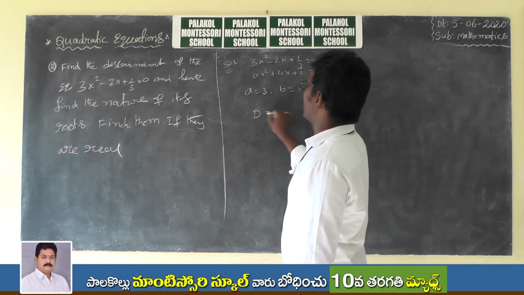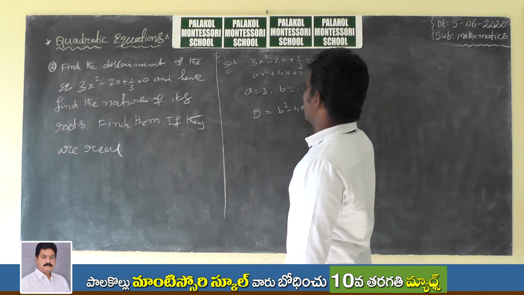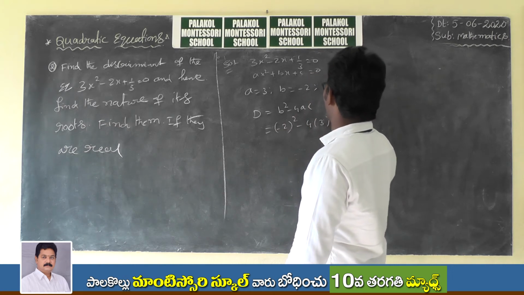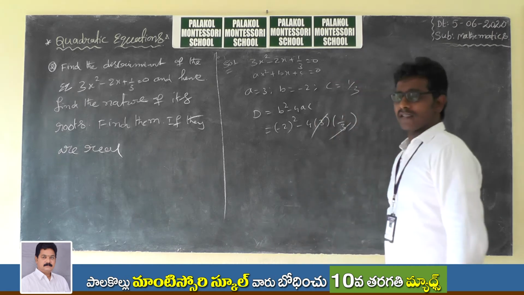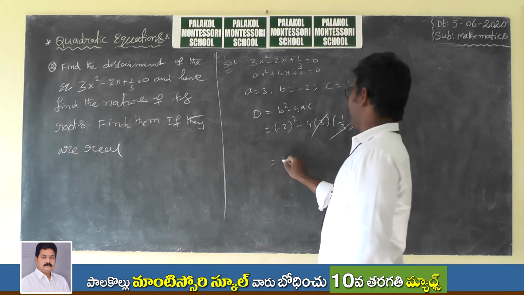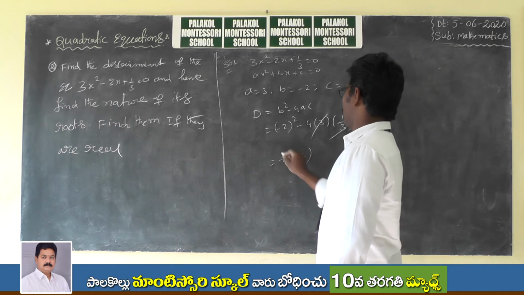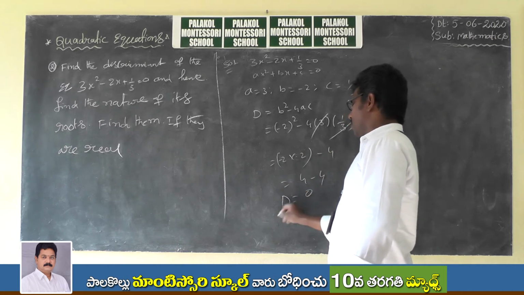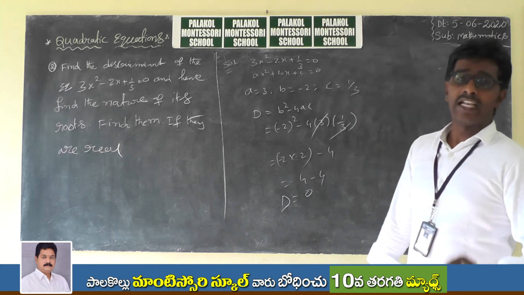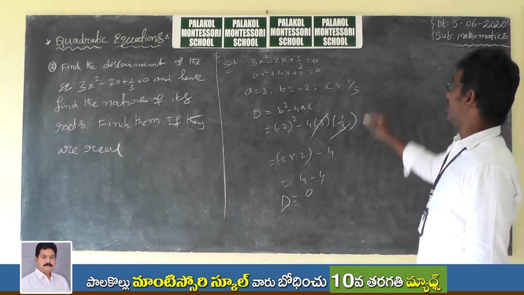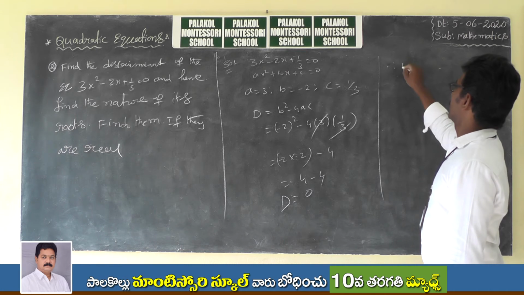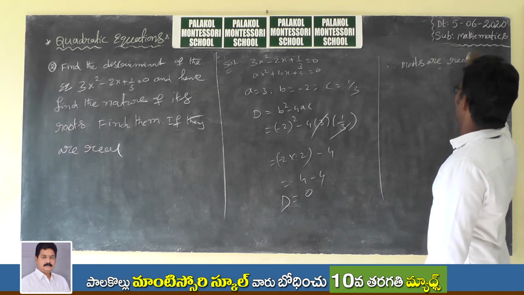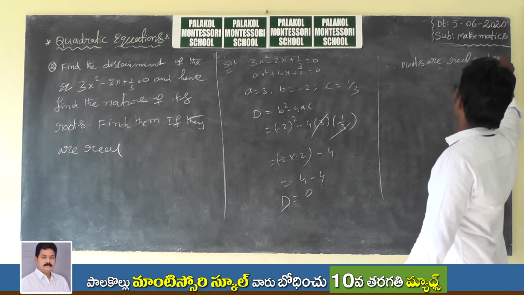D is equal to b square minus 4ac, minus 2 whole square minus 4 of 3 of 1 by 3. These are cancelled. So minus 2 into minus 2 is 4, 4 minus 4 is equal to 0. What is the nature of the roots? Not real and distinct, so real and equal. Therefore, the roots are real and equal.